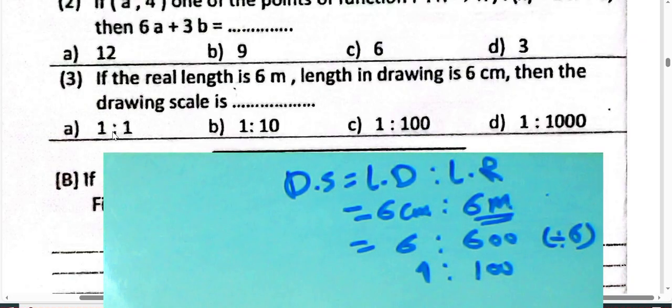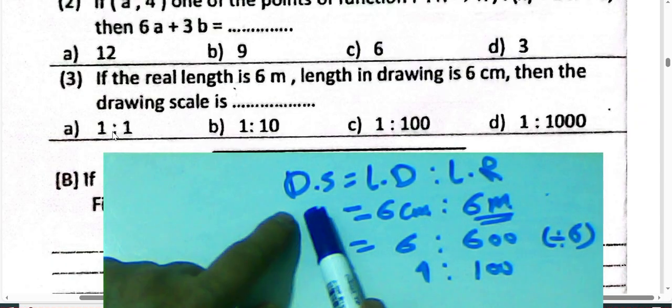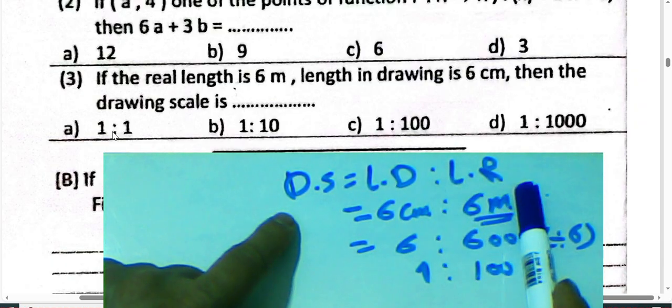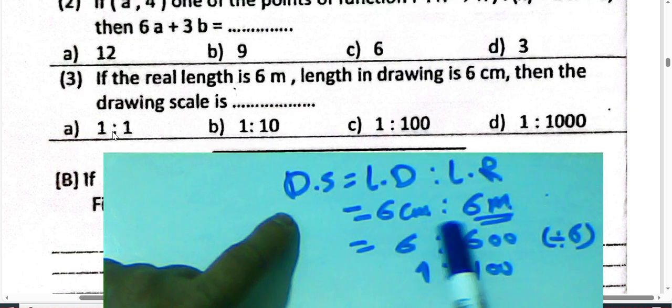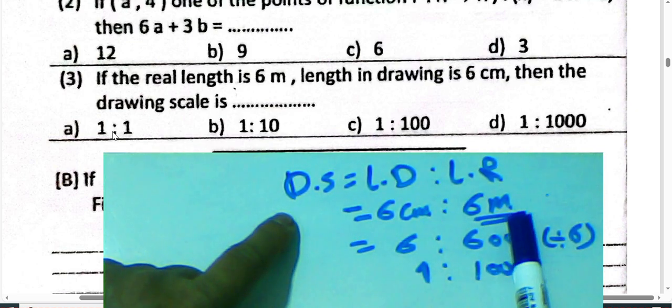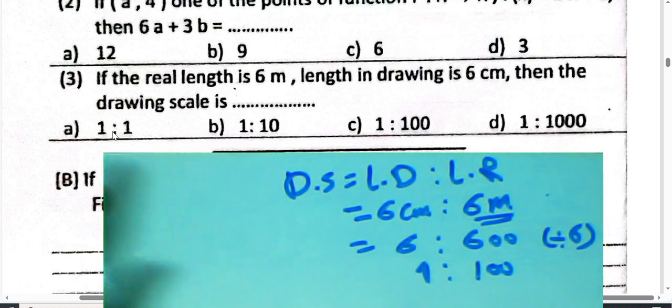Okay, this question is from grade 6. Do you remember it? Okay, understood. Again, drawing scale equals the ratio between the length in the drawing and the length in reality. Length in the drawing is 6 centimeters and length in reality is 6 meters. You can convert from meters to centimeters by multiplying by 100. Then 6 to 600, divided by 6, it will be 1 to 100. Choose letter C.